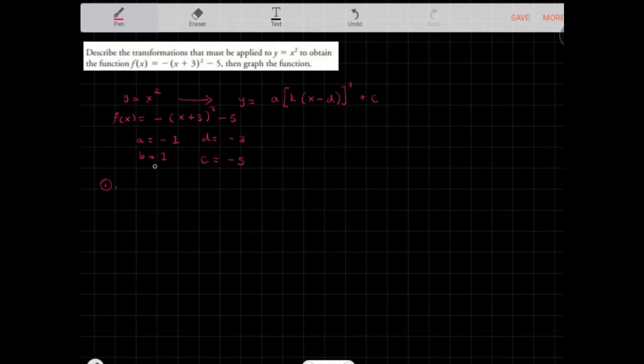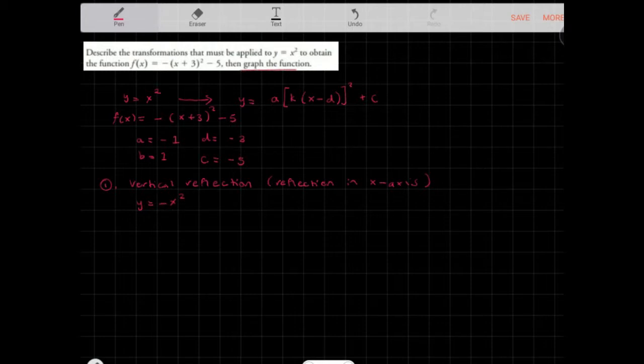So the first transformation, you can see if a is less than 0, we have a vertical reflection. And a vertical reflection is basically a reflection in the x-axis or over the x-axis. Okay, and in this case, what we mean by vertical reflection is y is equal to negative x squared. Okay, so what does that have to do with the function? So how does that affect the function, right?